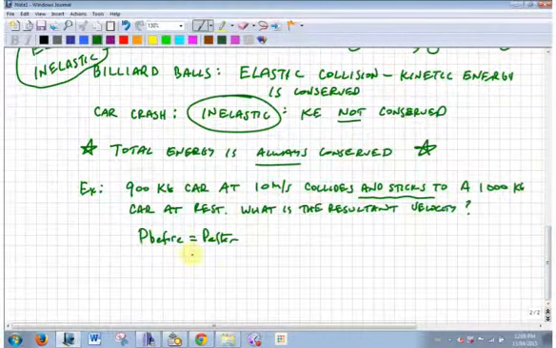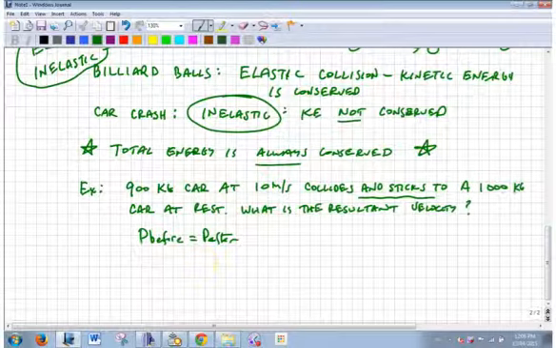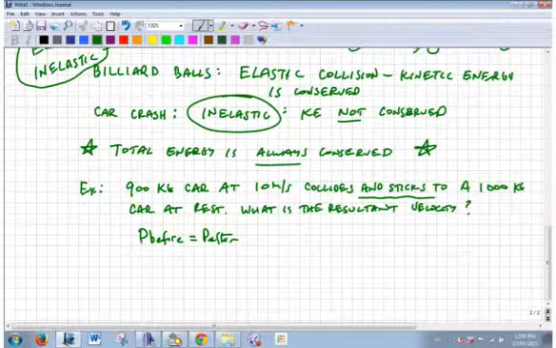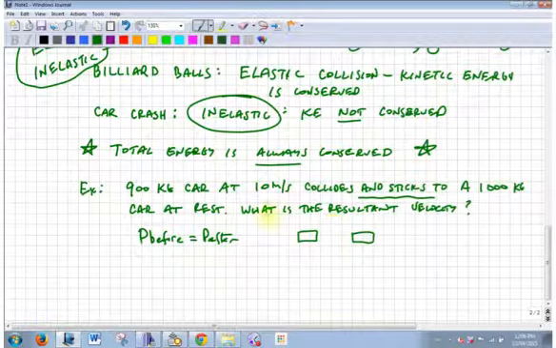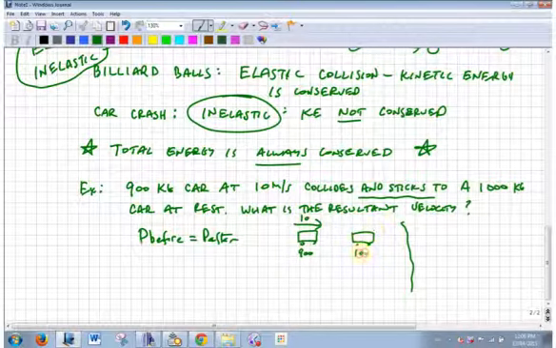Means whatever momentum I had before, that's the same amount of momentum I had after. Before, and if you want to draw a picture, okay, this is before. I have this car and I have that car. This guy is 900 and it's moving at 10 meters a second. This guy's 1,000, but it's at rest. After, they're stuck together. So I have a combined mass. What is the resultant velocity?